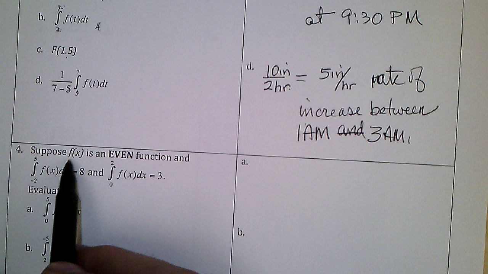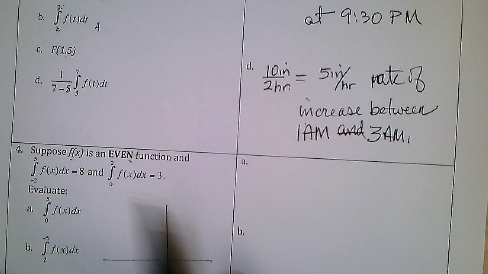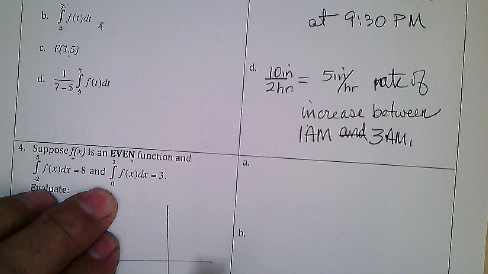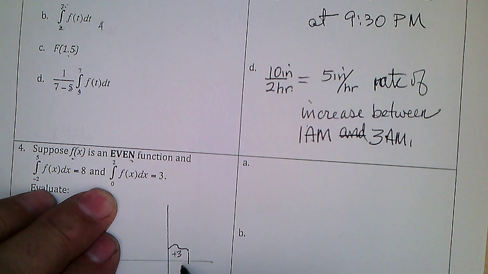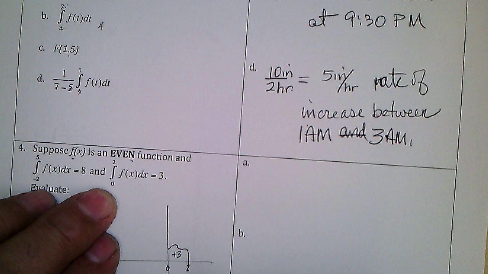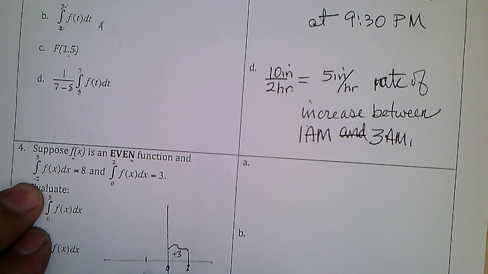Okay, 4, we have an even function, which means it's symmetric with the y-axis. What it does on here, it does on this side. And it says from 0 to 2, it's 3. Area is 3 from 0 to 2. So I'll make some kind of curve here and say that that's plus 3 by 2. Here's 0. And from negative 2, since it's symmetric with the y-axis, this has to be plus 3 from negative 2 to 0.